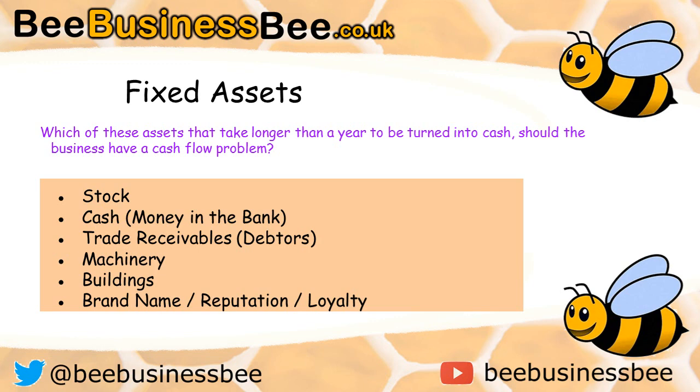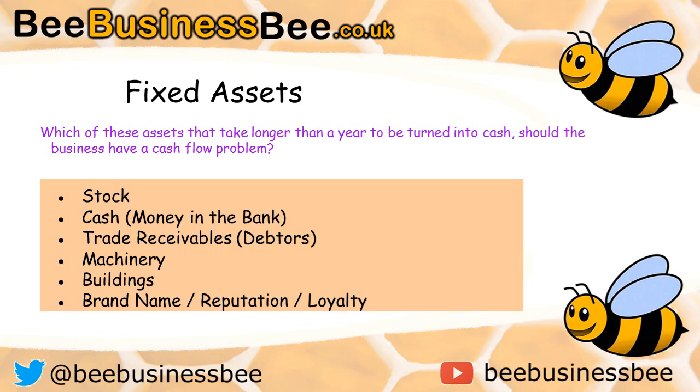So now we also have this other term that's going in front there, which is called fixed assets or non-current assets. So you see these two terms being used, fixed or non-current. Now they are assets which take longer than a year. So remember, fixed assets take longer than a year to be turned into cash.